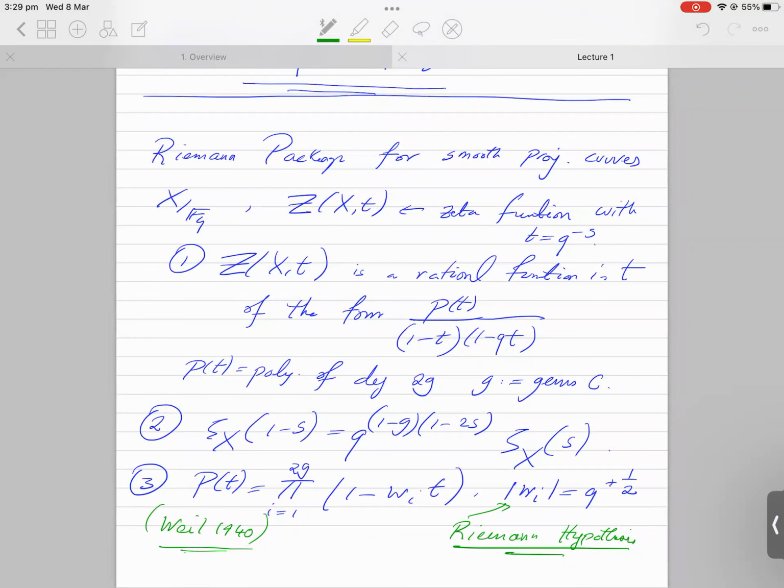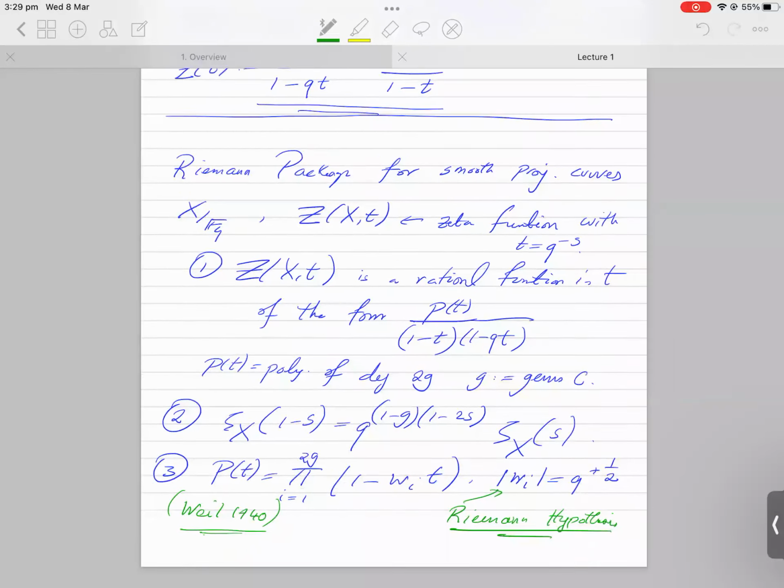Okay, so there's two things we're going to discuss next time: points of the curves over finite fields. So what does that mean? That means essentially you're trying to find solutions to polynomial equations over finite fields. Okay, so let me summarize the lecture.